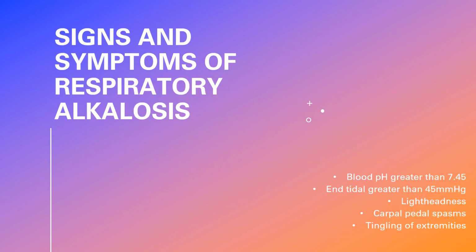The signs and symptoms of respiratory alkalosis would be a blood pH greater than 7.5. Their end-tidal is going to be greater than 45 millimeters mercury. They'll be lightheaded. These patients could feel tingling in their hands or face. Carpopedal spasms, and that's just where their hands are cramping up or their feet are extended, and it hurts them a lot just from hyperventilation.